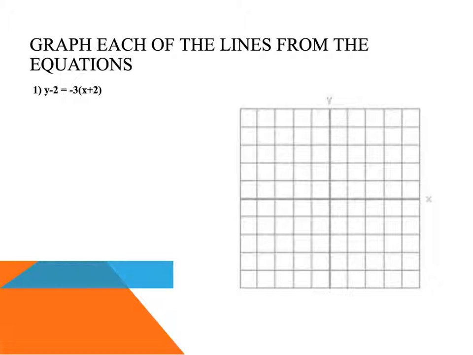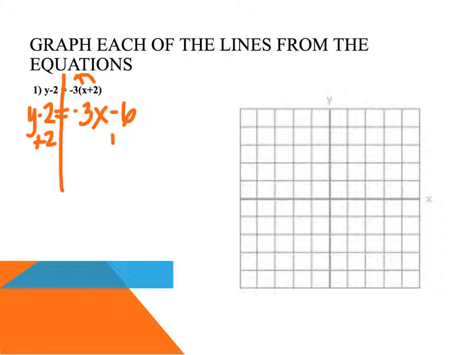So again, step 1, solve for y. I want to start by distributing that negative 3. So I get y minus 2 equals negative 3x minus 6. Then I see that y is on the left side and just negative 2 is standing in its way of being alone. So I'll add 2 to both sides. That gives me y equals negative 3x minus 4.